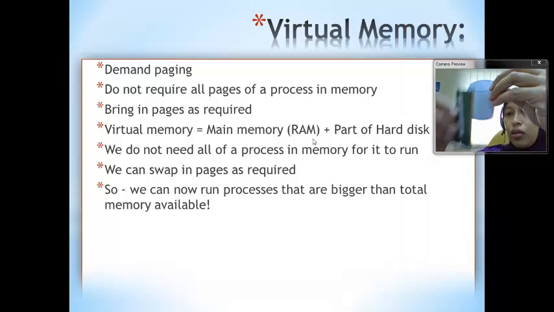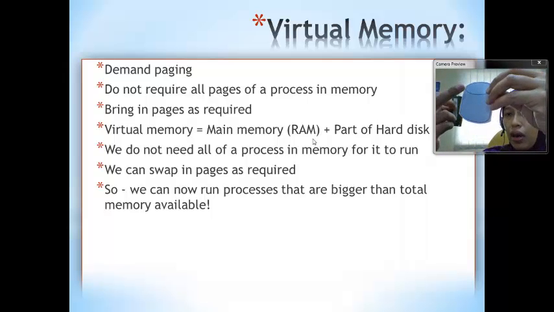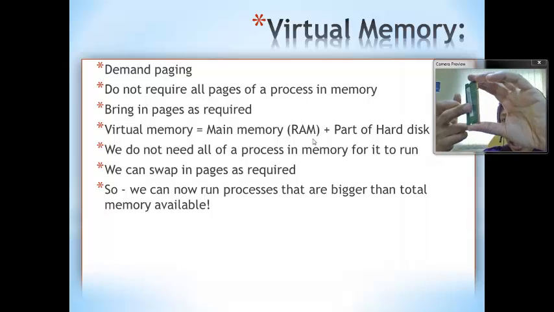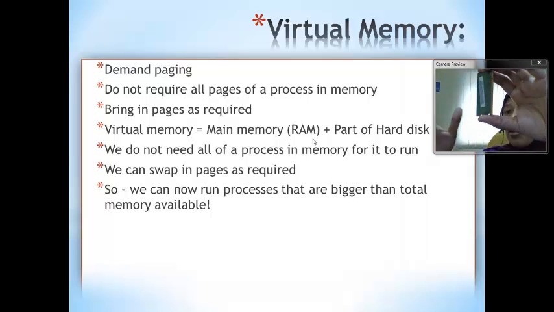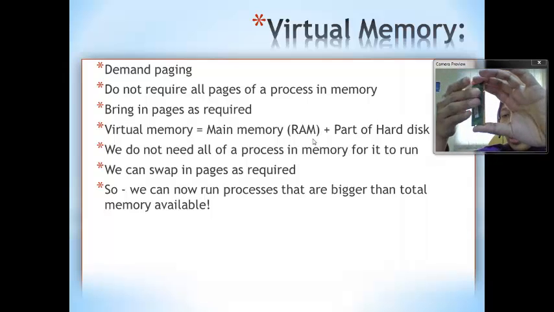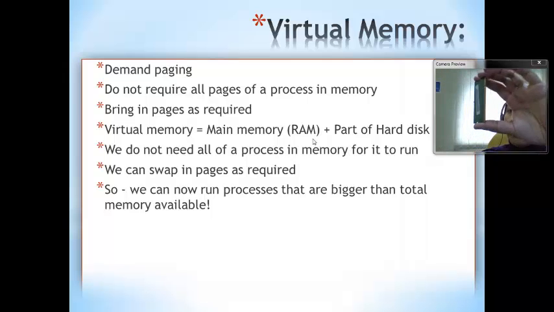Okay, so in your main memory you have pages 0 until 3 now, and now your CPU wants page 4, so you just bring page 4 from the hard disk, you swap it into the main memory. Okay, so now you can run a program bigger than the size of memory, because part of the process you can put in the memory, and part of it you can put in the hard disk.